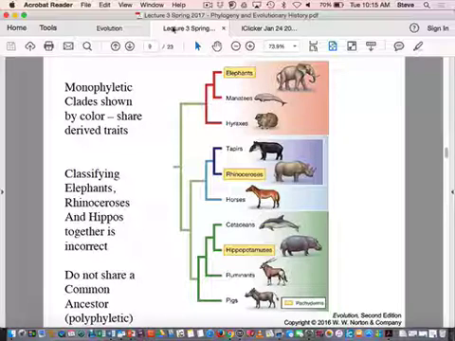And that is, they all share a more recent common ancestor with one another, and they all go back to that sort of single ancestral node, and they're the common descendants from that ancestor. So classifying elephants, rhinoceroses, and hippos together, is that right or wrong based on if this is the real tree? Should we change our classification, how we group them into particular kinds of taxonomic units?